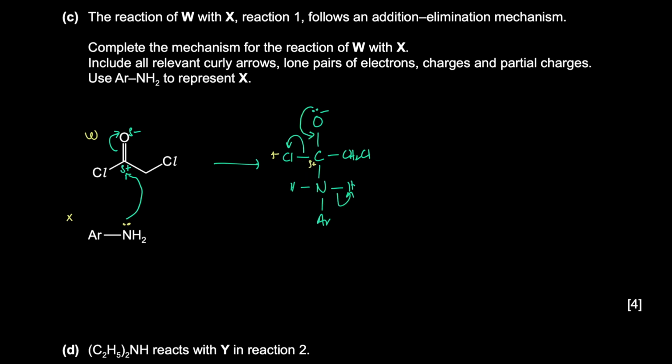So what you end up making as your final product over here is this. You have C double bond O, you have a CH2Cl, and you have the NHAr. That's this product over here, and you obviously make HCl.